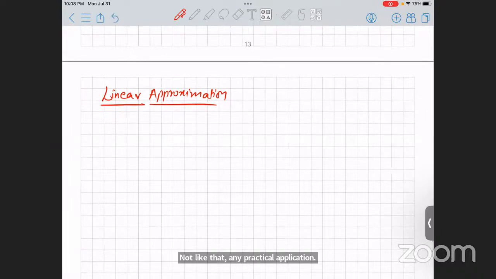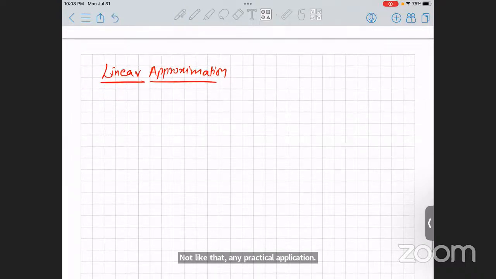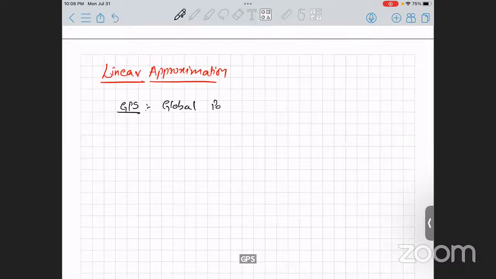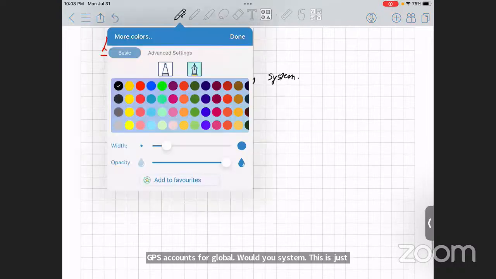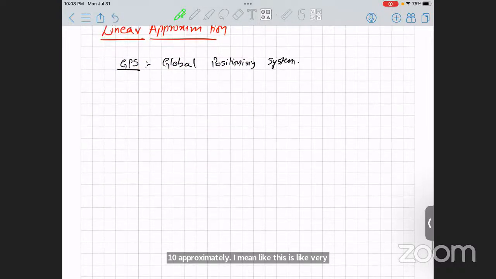Listen to this carefully. I already explained this in polynomials, I think. You know GPS. GPS stands for Global Positioning System. This is just an approximation, for rough understanding. Generally, GPS won't work in this way.